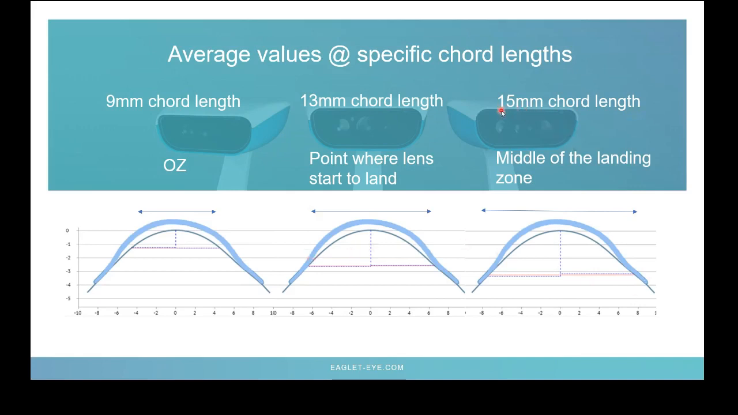I also check 15 millimeter chord lengths for two reasons. One, this is more or less in the middle of the landing zone. This is the place where you want to have a smooth, uniform alignment between the sclera and the landing zone. And beside that, 15 millimeters is also the chord length where we have data published. So if you want to compare this eye with the mean eye, you have to check it on a 15 millimeter chord.